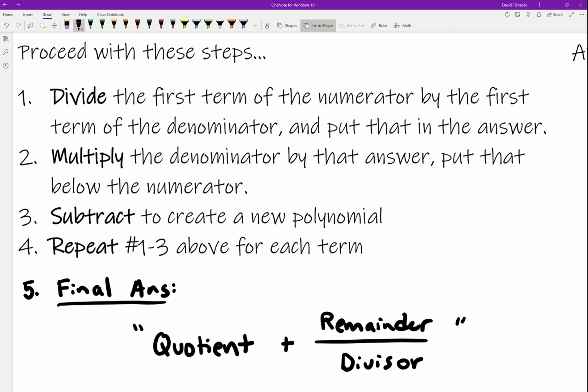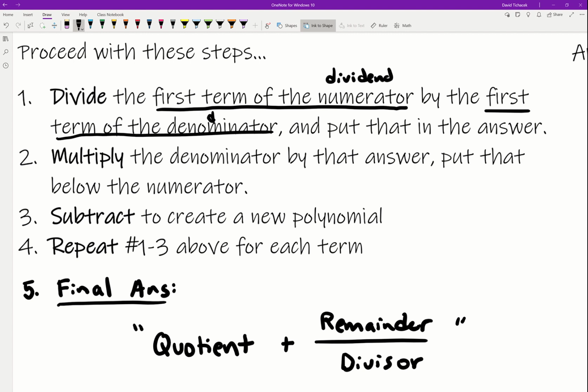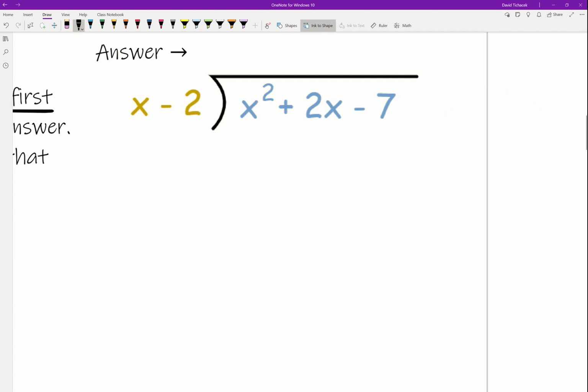So the first step, it says, is to divide the first term of the numerator. Keep in mind that would be the dividend. We want to divide that by the first term of the denominator, and keep in mind that that would be, of course, the divisor, okay? And then put that in the answer, right? So, again, if I come over here, if I'm doing this long division problem, one of the things that I want to do here is, according to the first step, just take the first term of both of these guys and then divide the two. So, if I think about x squared divided by x, you've got to remember how your exponent properties work. That would just simply leave us with x, which I'll go ahead and put up there in my answer, okay?